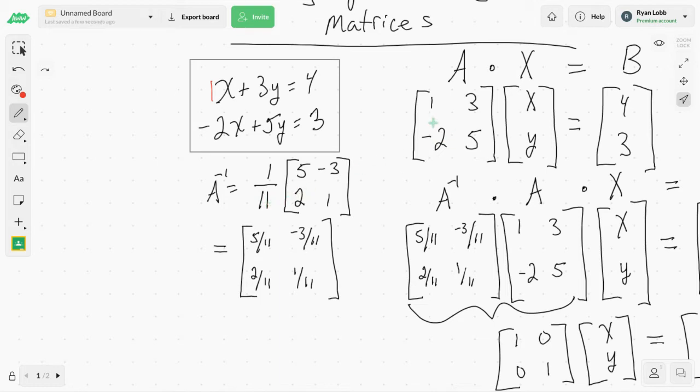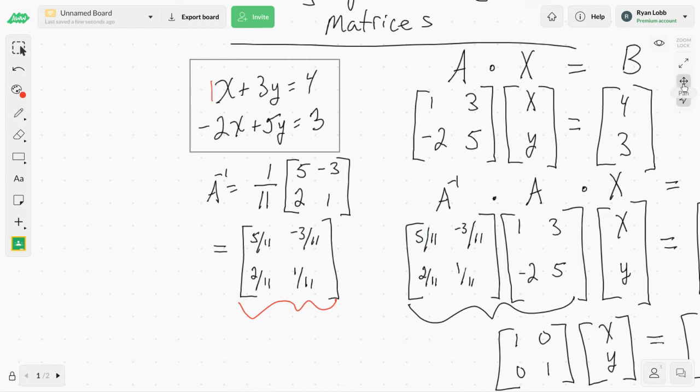Now what do I do? I take the 1 and 5 and flip-flop them. There they are. The negative 2 and 3 change places, negative 2 and 3. Now I distribute, and that gives me my inverse, A inverse. So right here it is. This is A inverse: 5 over 11, negative 3 over 11, 2 over 11, 1 over 11.